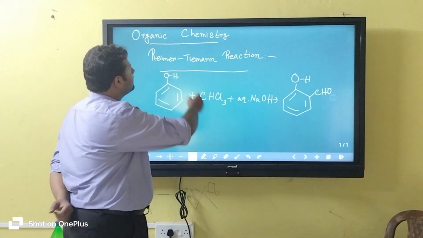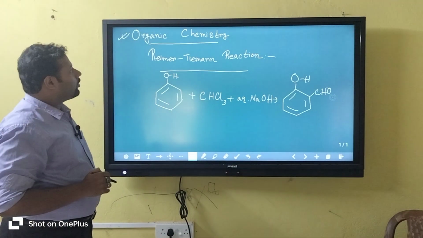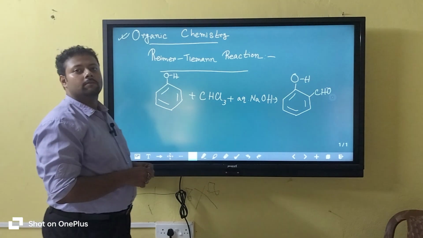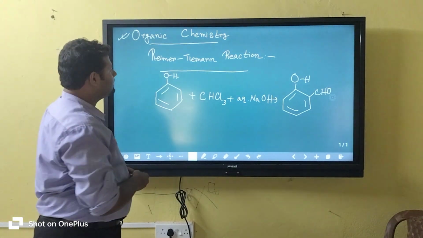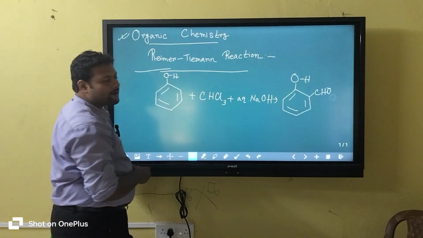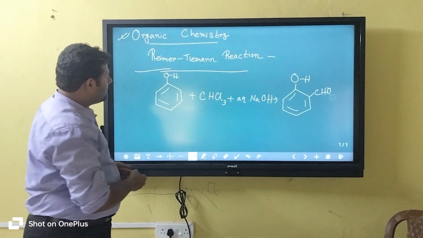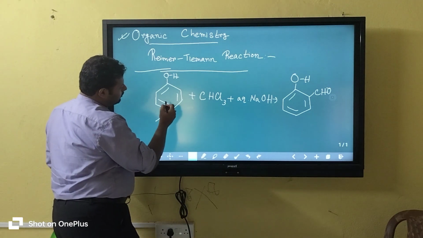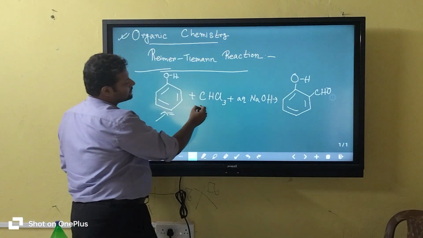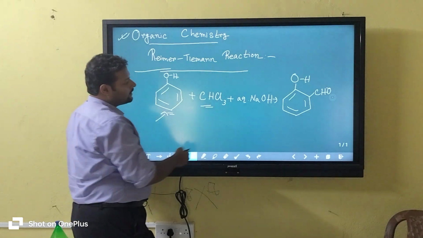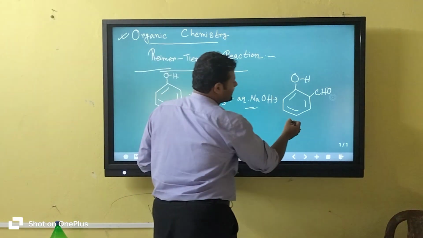Today's topic is related to organic chemistry. Now in organic chemistry, you have heard about many name reactions. One such name reaction is the Reimer-Tiemann reaction. Now what happens during the Reimer-Tiemann reaction? Here you can see a molecule of phenol. A molecule of phenol reacts with a molecule of chloroform in the presence of aqueous NaOH to produce salicylaldehyde.